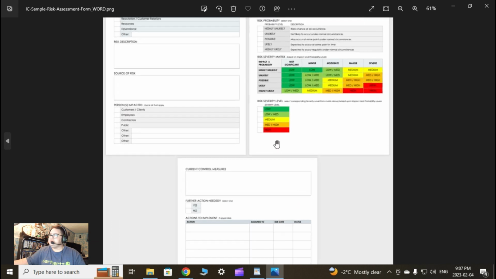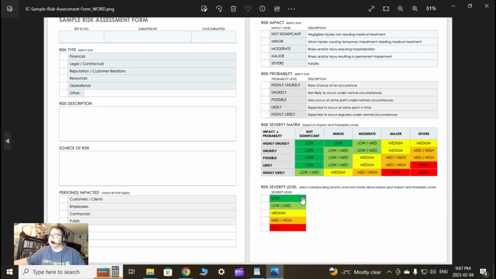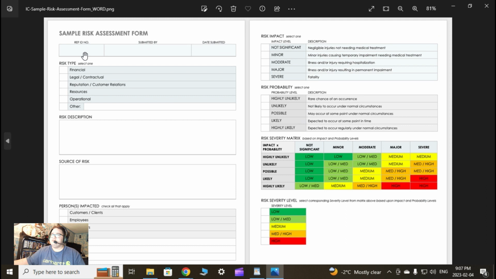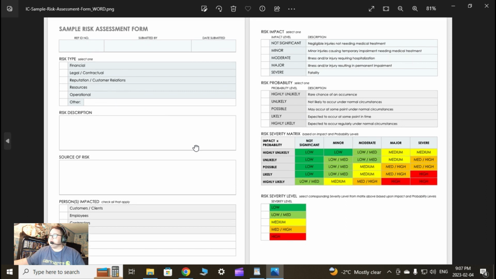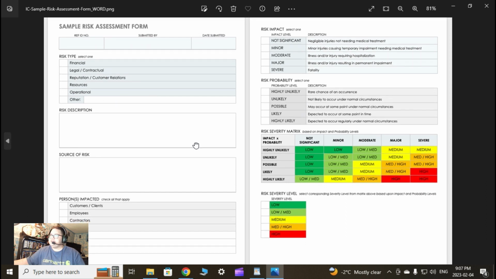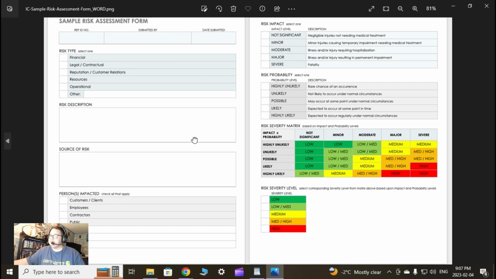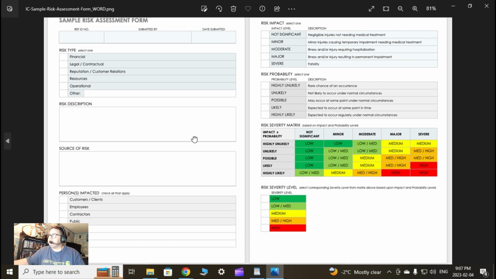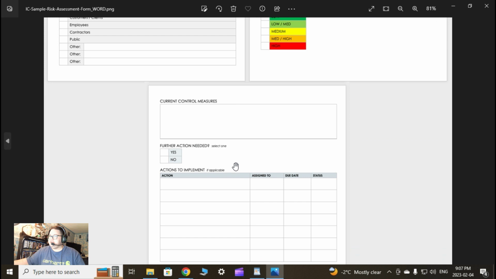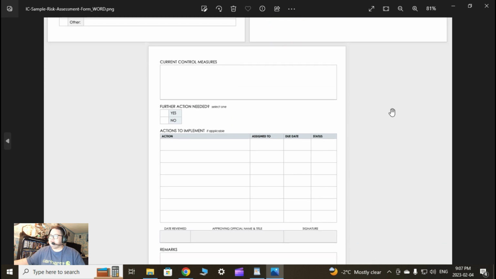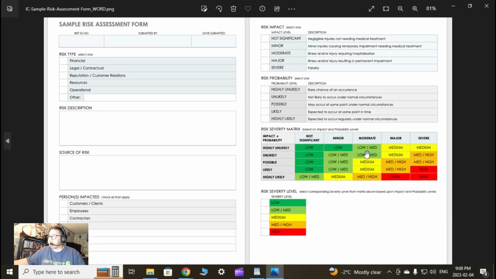Then we have this. Ooh, let's make that fit. All right, simple risk form. So this one, it's good. I like it. Current control measures, actions to implement, remarks, date reviewed. Oh yes, that is important. And I also like the color coded stuff too.